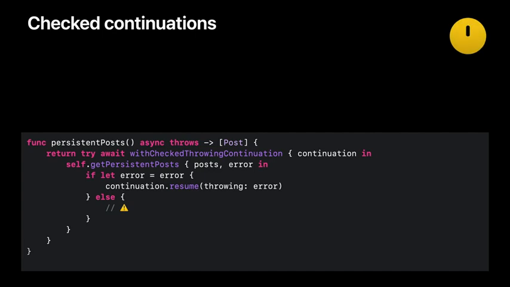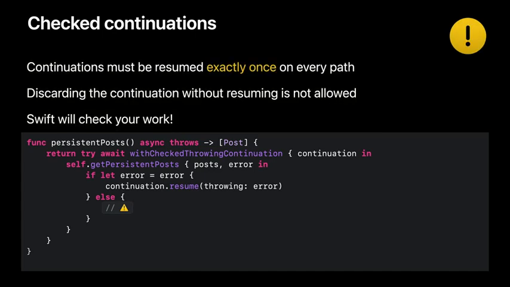Continuations provide a powerful way to manually take control over the execution of an async function. But there are some things to keep in mind. Continuations have a simple but important contract. Resume must be called exactly once on every path. But don't worry, Swift has your back here.